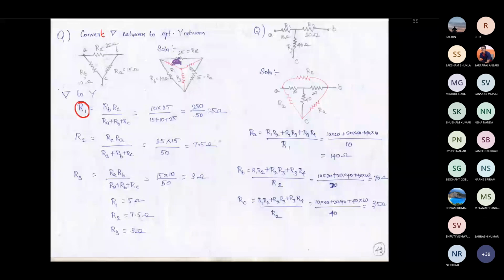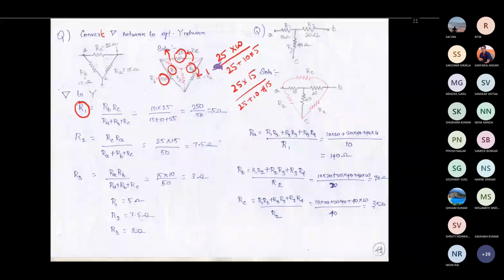For the delta to star, what should I have to do? I have to multiply the nearest resistances, that is 25 into 10. Then for the denominator, I put 25 plus 10 plus 15. So this is for this resistor. Then for R2, I have to multiply this resistor and this resistor for the numerator, 25 into 15, divided by 25 plus 10 plus 15. This is for R1 and this is for R2.